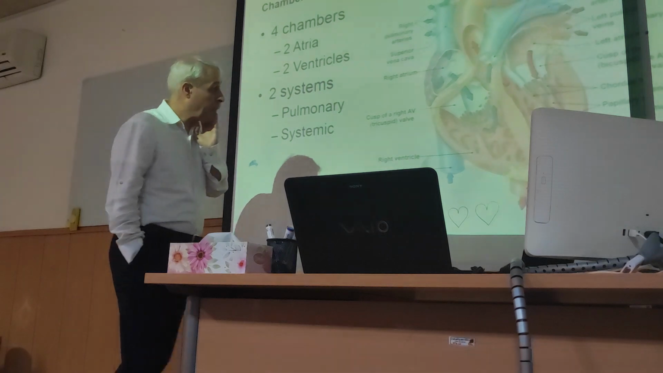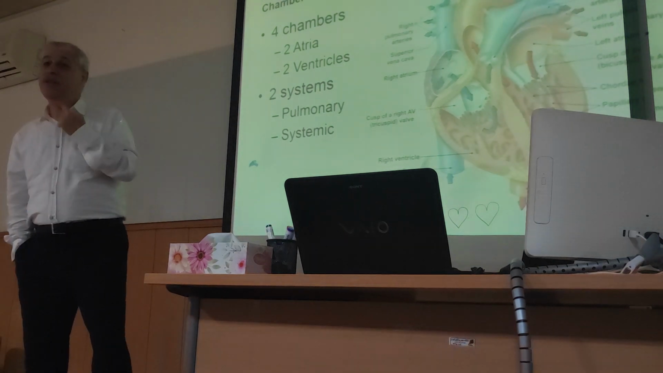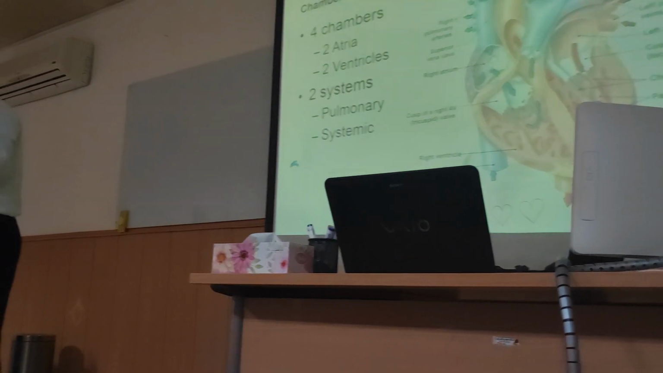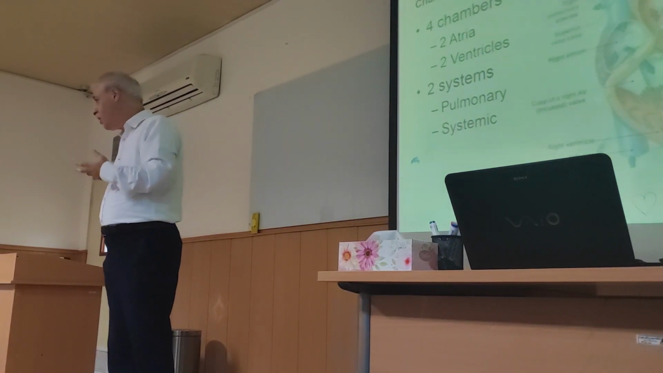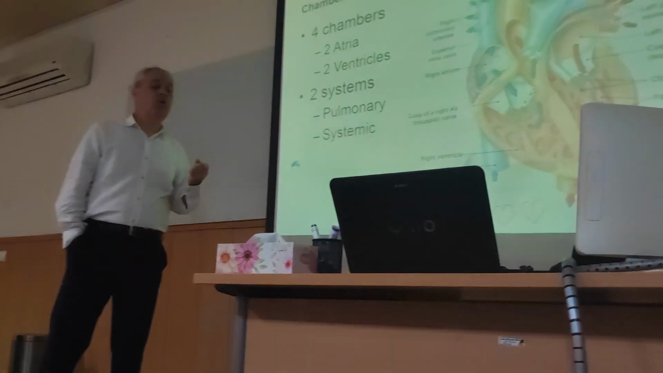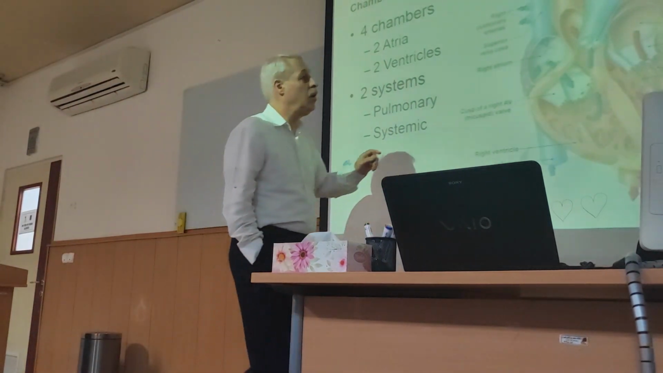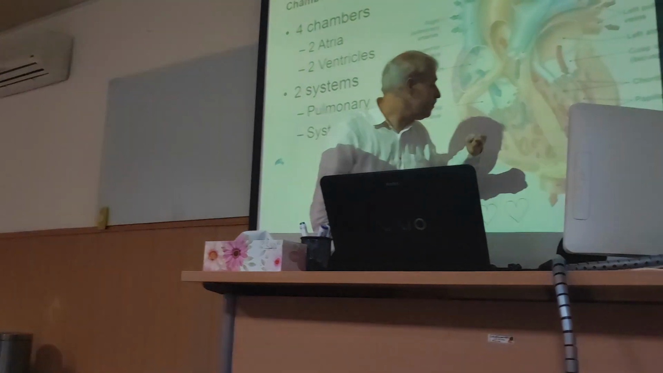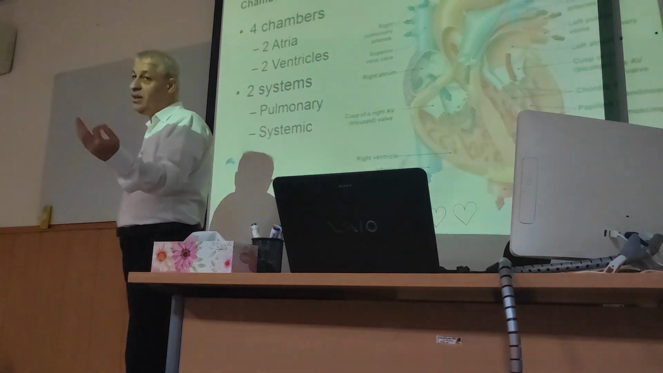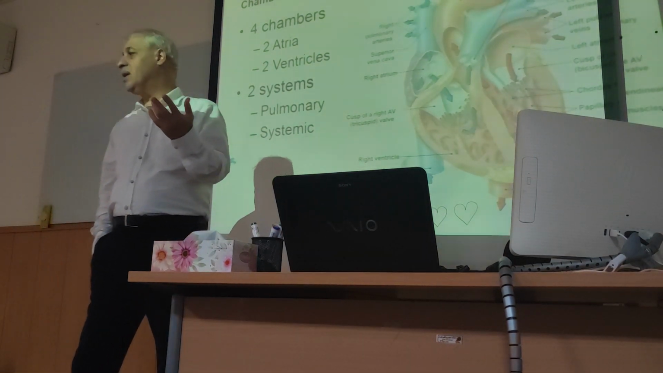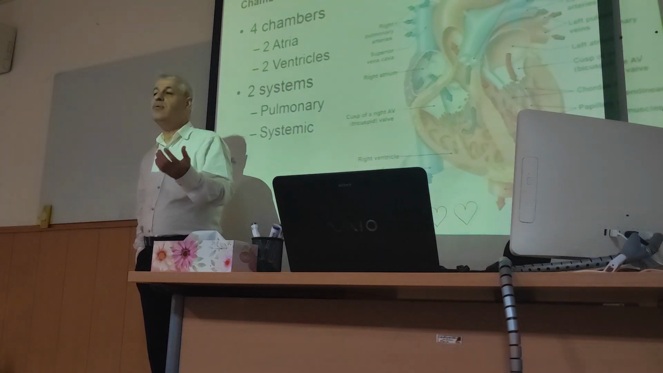As you can see in the picture, the leaflets of the valves are connected to special muscles, just like skeletal muscles, I mean striated muscles, which are called papillary muscles, via chordae tendineae. These are papillary muscles. On the right side we have 3 papillary muscles. On the left side, 2. Papillary muscles are connected to the leaflets of the valves by chordae tendineae, a special tendon.